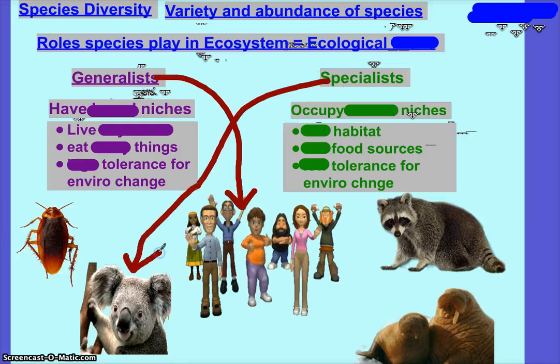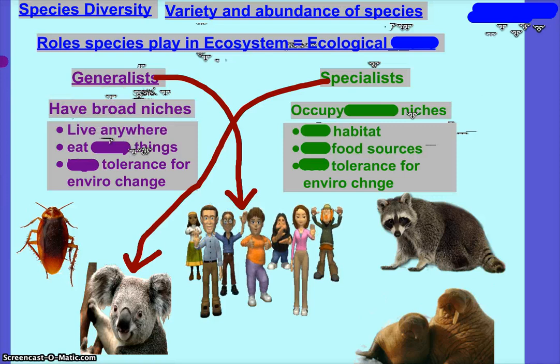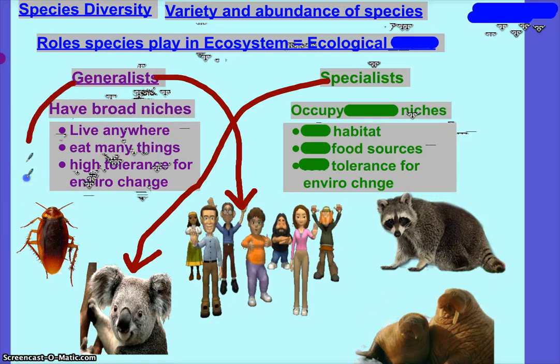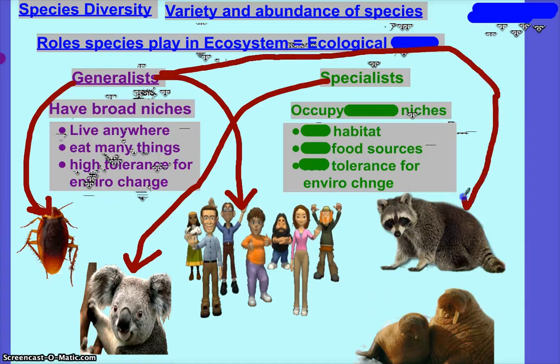Okay, now we're going to talk about why and what. One of these groups has broad niches, one of them has narrow niches. What do you think generalists have? What does that mean to have a broad niche? You're adaptable. I love that. You have a high tolerance for environmental change. You can live anywhere and your food source is a variety, right? We are very adaptable. Who else is adaptable in this picture? The cockroaches and the raccoons, which I've already expressed my passion for, or lack of.